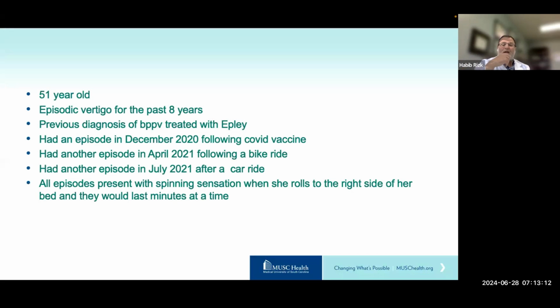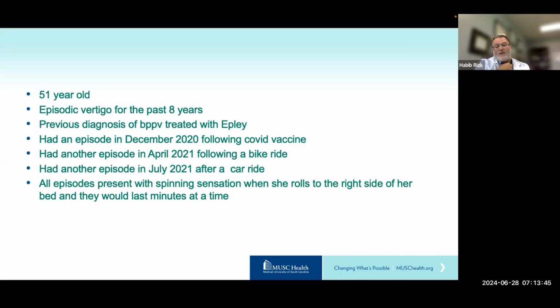This is a case study of a 51-year-old who presented with episodic vertigo for the past 8 years. She had a previous diagnosis of BPPV, treated with Epley multiple times. She had an episode of vertigo in December 2020 following vaccination. And of note, any type of inflammatory process could trigger this kind of BPPV. About 40% of patients with BPPV can say that in the past few weeks they've had an upper respiratory infection or something of the sort.